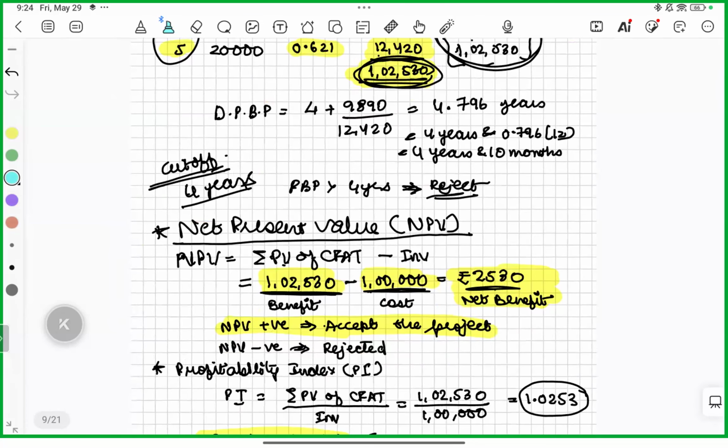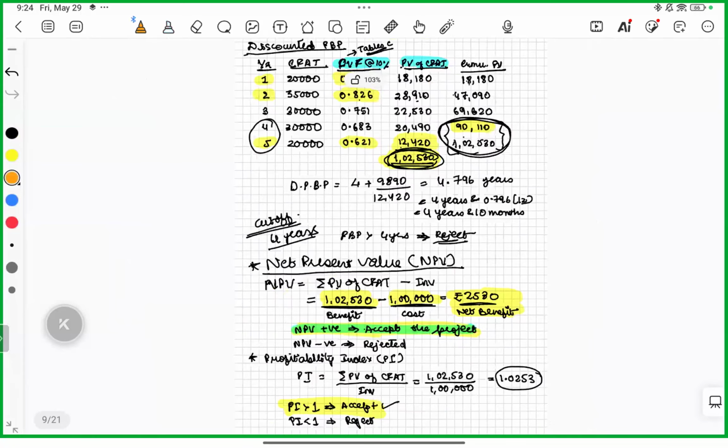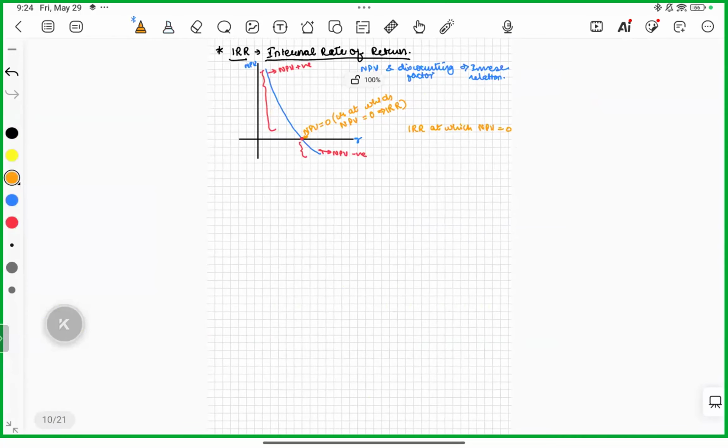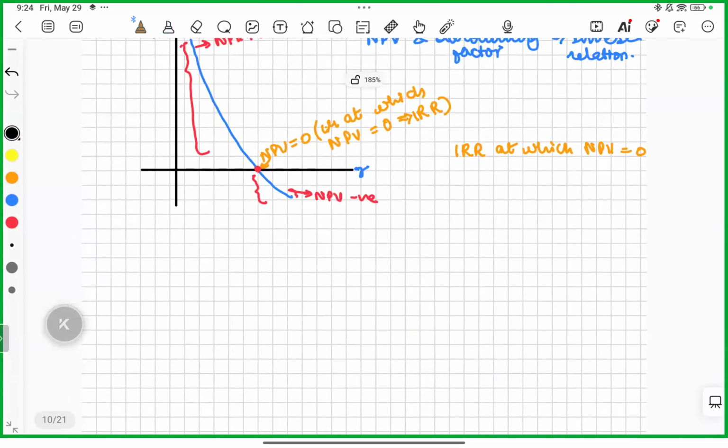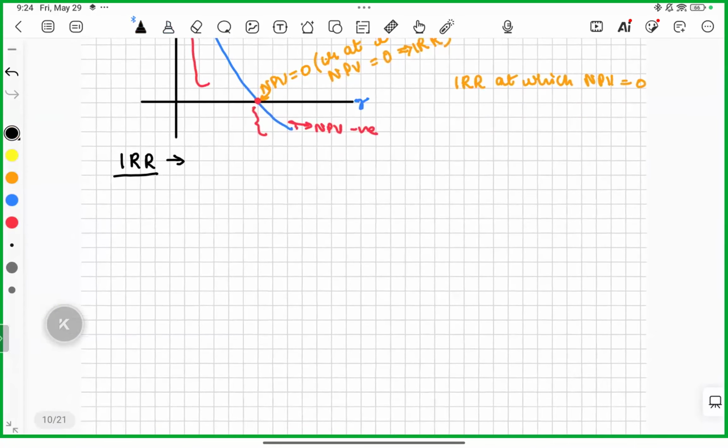Your NPV was positive and you accepted the project. Okay, so your NPV is positive. Now you need to find out IRR. You need one NPV that is positive and you need one NPV that is negative. You already have one positive NPV. Now you need one negative NPV. Now how to find out negative NPV?